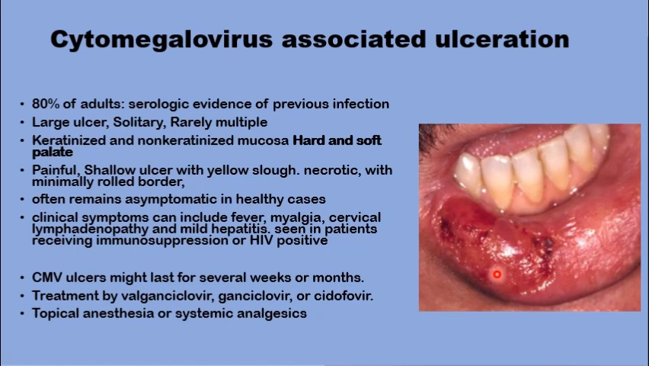The cytomegalovirus ulcer may persist for a few weeks or a few months. The ulcer would heal very slowly. It's usually treated by antiviral agents plus a topical anesthetic and systemic analgesia due to the painful ulcer.